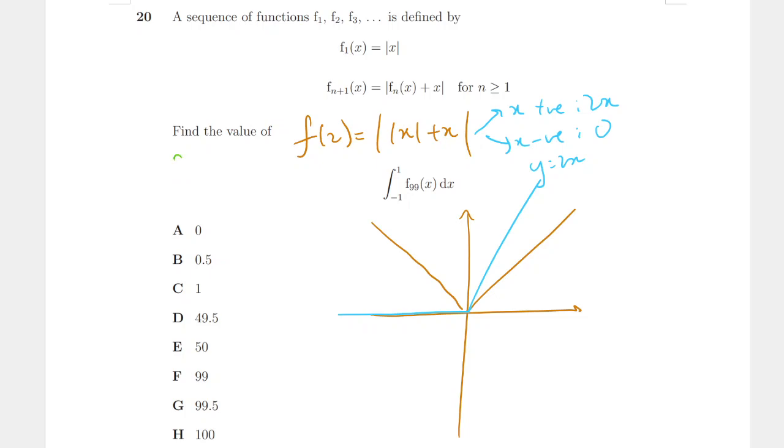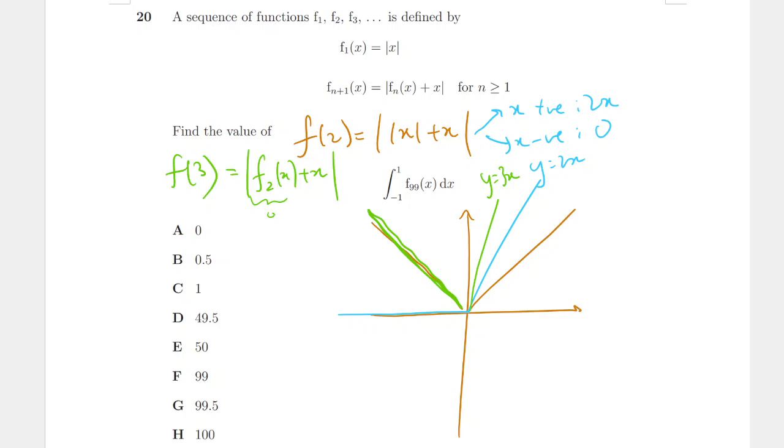So f3, okay, f3 is what? f3 is equal to absolute value of f2 of x plus x. Good. Okay, so if x is positive, then this will become 2x plus x, which is 3x, right? So right-hand side becomes y equals 3x. Good. How about left-hand side? So when x is negative, then f2 of x is 0, right? So then you get the absolute value of x. So f3 is again overlapping with the f1, like this. Yep, so the green curve is f3.